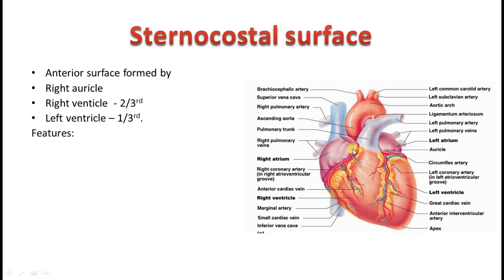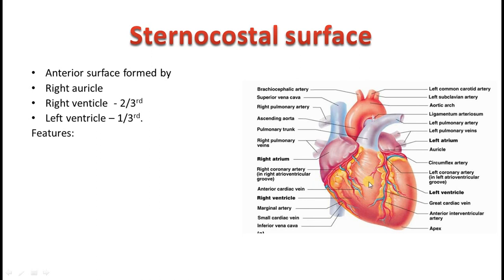Now, what are the features on the sternocostal surface? Between the atria and the ventricle you see the atrioventricular groove or sulcus. On the right side you see the right part of the atrioventricular sulcus anteriorly. This is the anterior part of the groove you are seeing, which lodges the trunk of the right coronary artery. In the atrioventricular groove you see the right coronary artery along with a small cardiac vein.